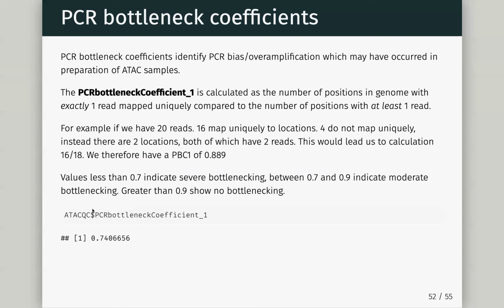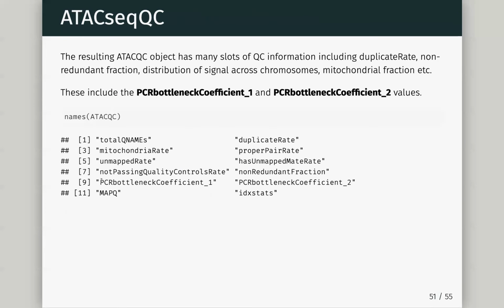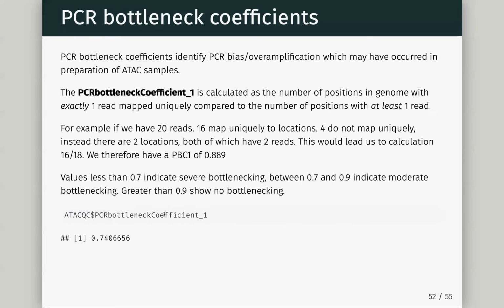So to extract them from our ATACseqQC object, because it's a list, it's going to be super easy. I can just do double square brackets and put this in quotes, or I can do $ and then that slot, and it will give me this metric.